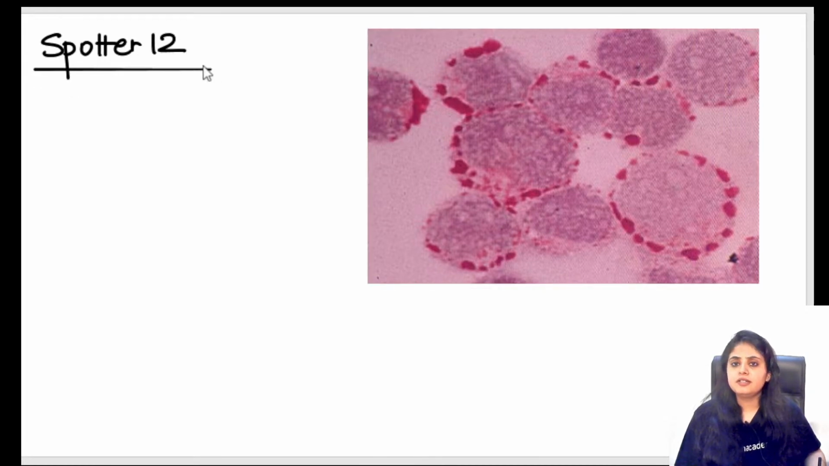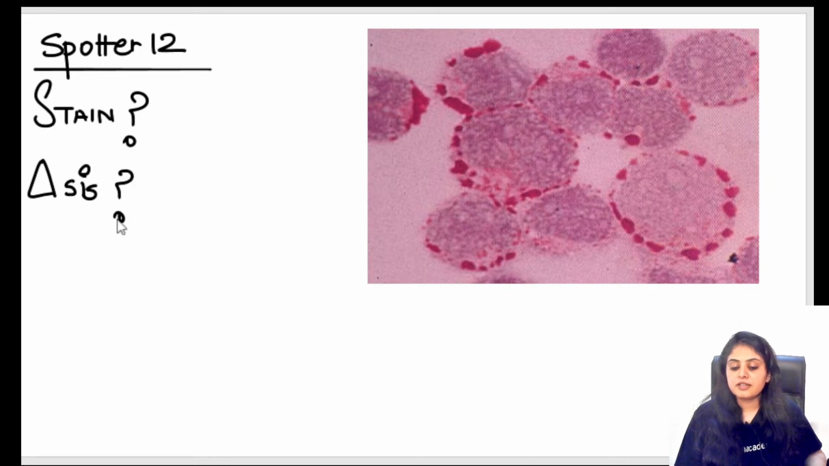It's a special stain. You can tell me the name of the stain, or you can tell me the diagnosis. What stain has been used, and what is the diagnosis that you want to make? One answer that I've got is iron.